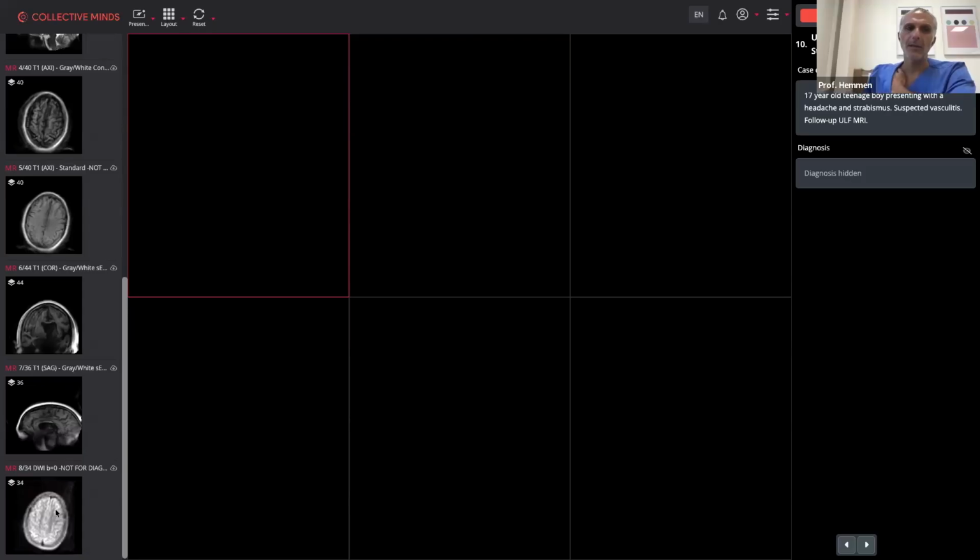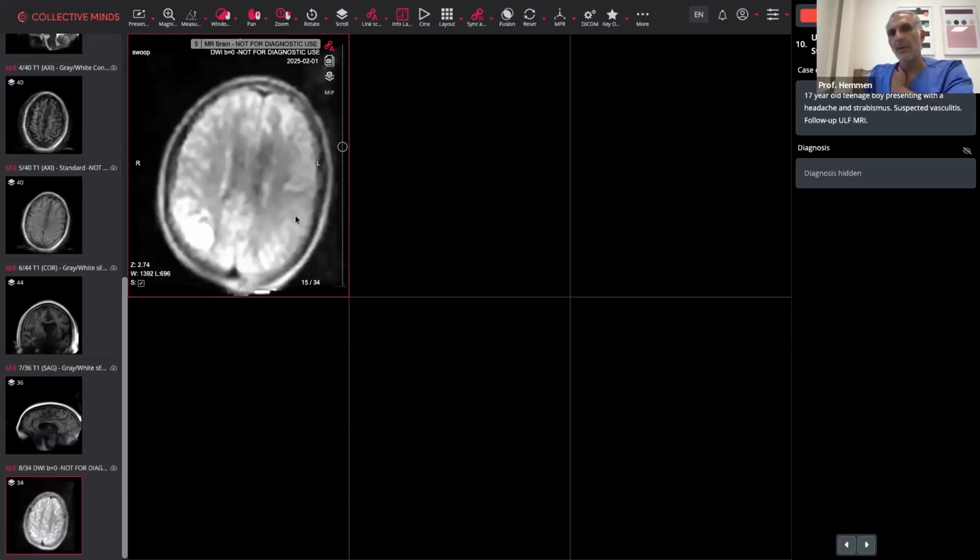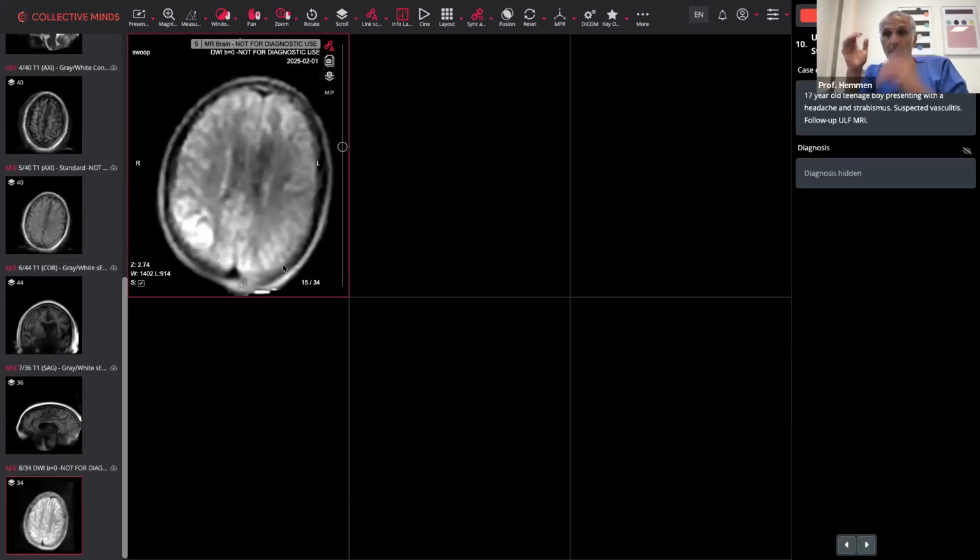Yeah, and that is the thing. In this case, I had to take him out of the scanner because he was moving, because he was complaining and he said it's too narrow for me and my head. That's why I wanted to take him out.